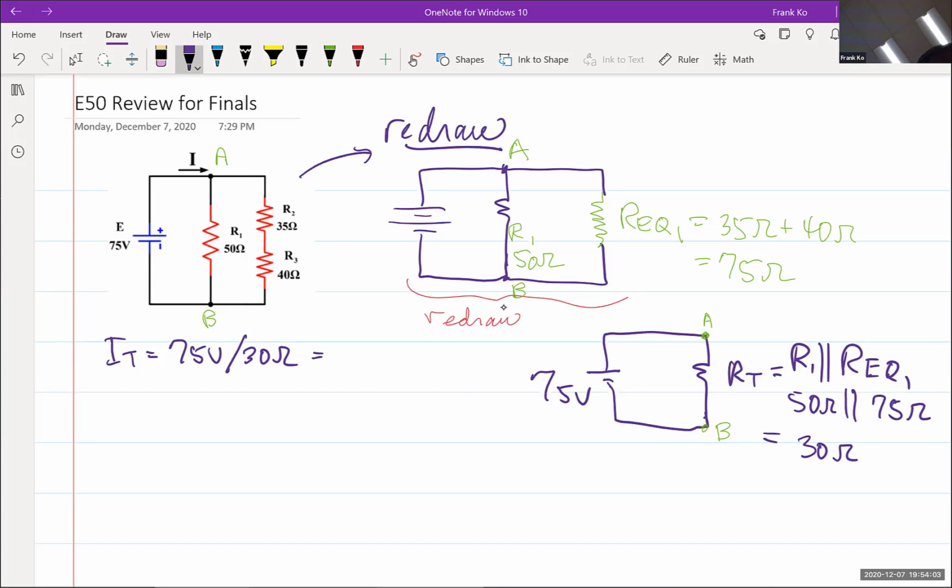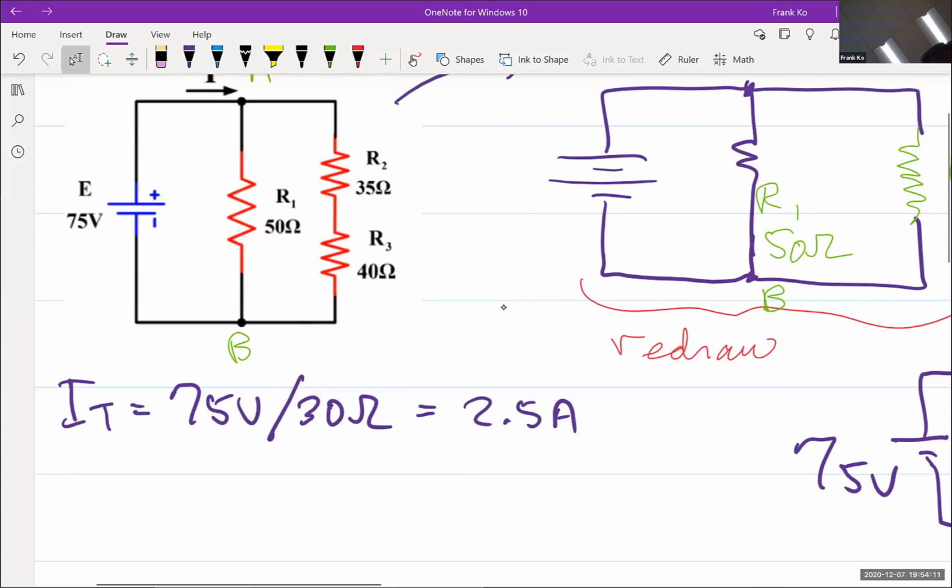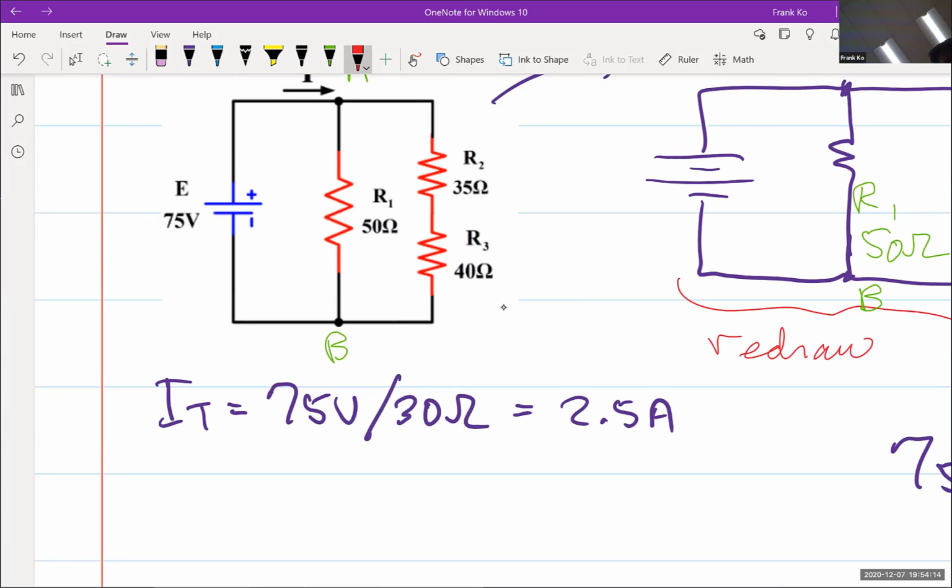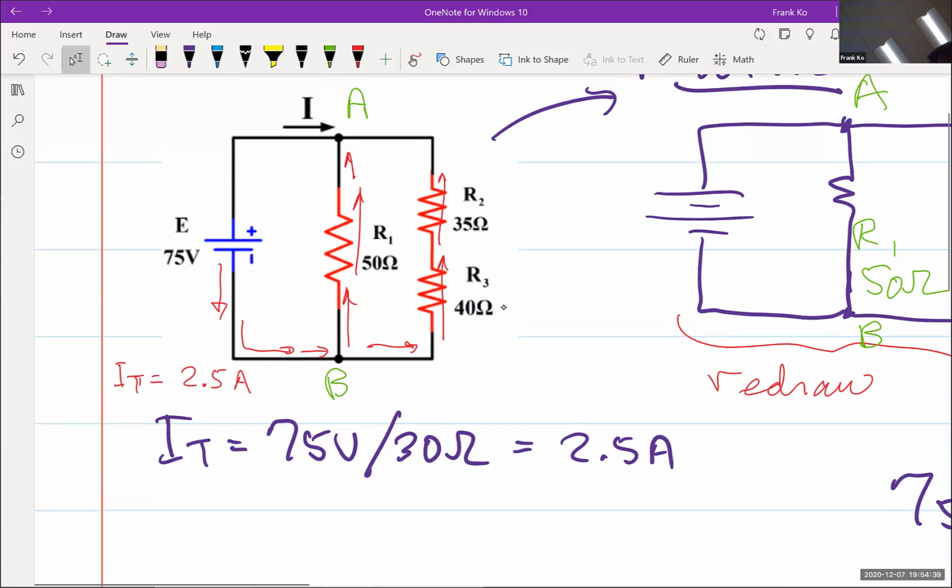Wei Ji, what do you calculate for IT? 2.5 amps. So 2.5 amps, if you look at this right here, is flowing out of the negative side of the source. So your 2.5 amps is your I total. What happens to this current when it hits node B? It's going to split. Part of the current's going to come up here, part of it's going to continue and come up here and go on up like so. And then the current at the top will wrap around and join, and then it'll come around here.